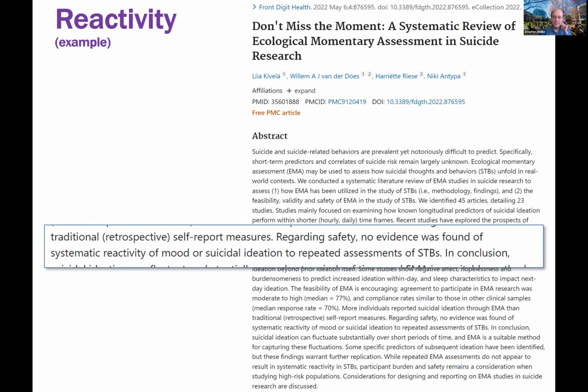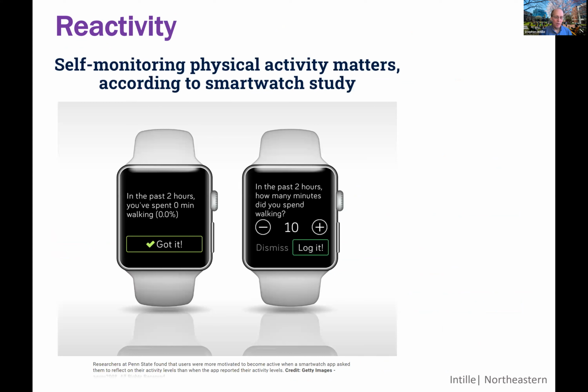And reactivity, there's relatively little research looking at that. Generally, there are some studies looking at people who are potentially suicidal, which you would say is sort of the worst case scenario. You don't want to trigger somebody to feel more suicidal by asking them questions about it. And the evidence from the small number of studies that are out there is that it doesn't appear to be that reactive. Yet, this was a relatively recent study from Penn State where they had a smartwatch and they were asking questions.